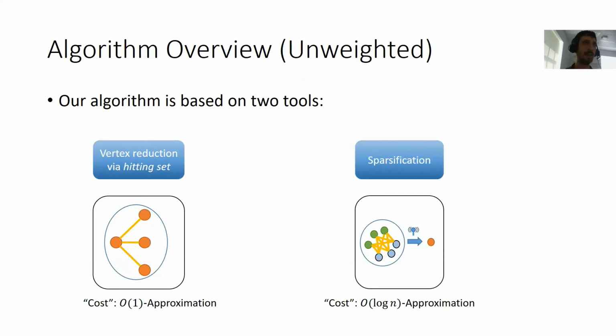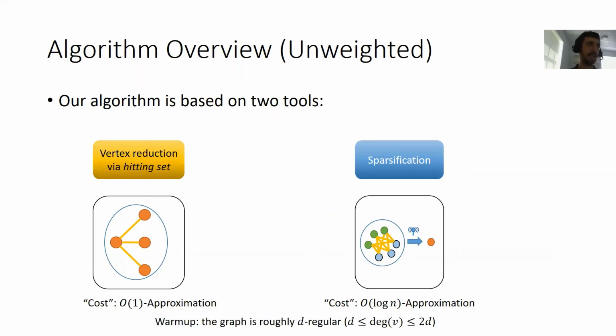So our algorithm is based on 2 tools, vertex reduction via hitting set and sparsification. So first, I'll discuss the vertex reduction technique. And as a warm-up, first let's only consider graphs which are roughly d-regular, meaning the degree is between d and 2d.